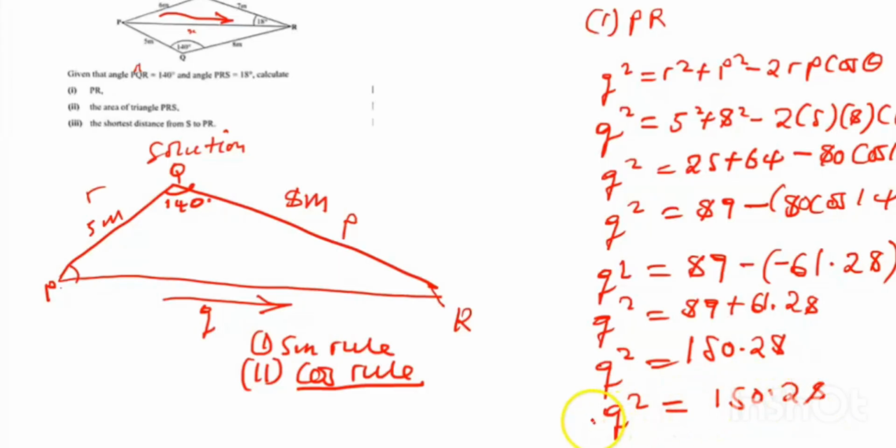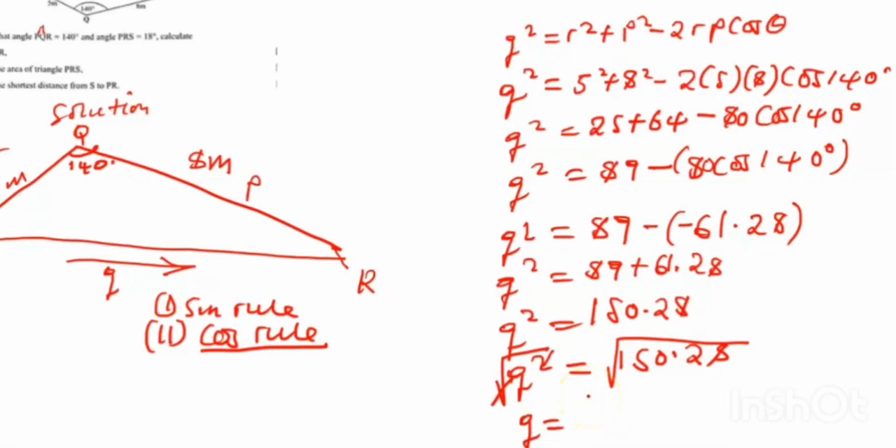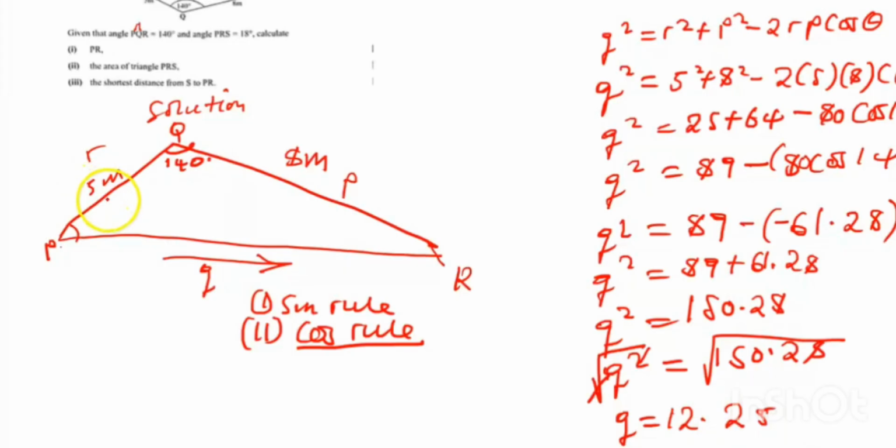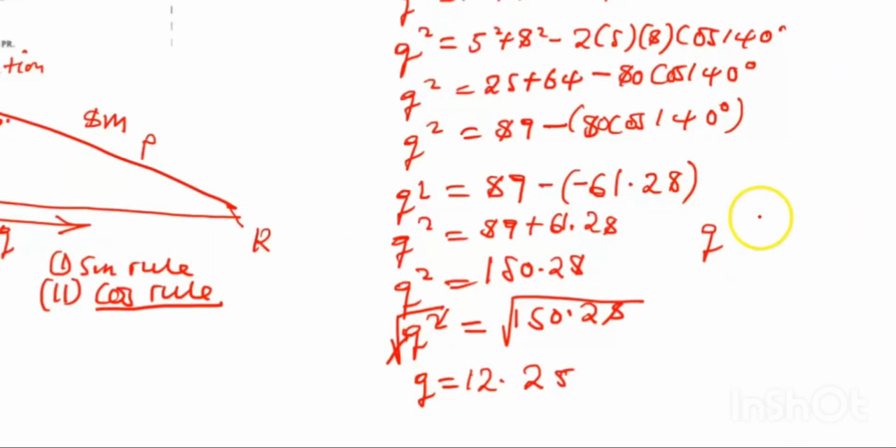Then q squared equals 150.28. Then you take the square root of both sides, in which this square root and this square go, so you remain with q equals the square root of 150.28. It is 12. So in this case we have only a whole number instead of a decimal, so that means q will be 12.